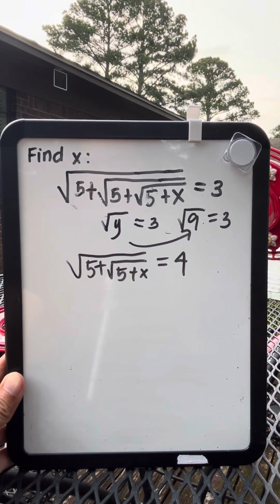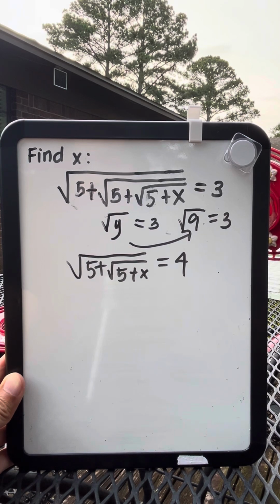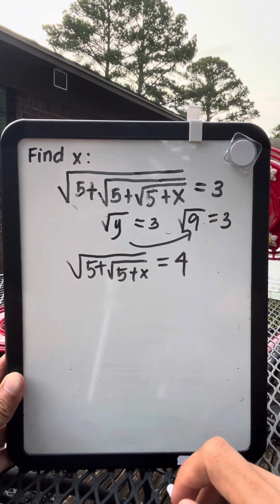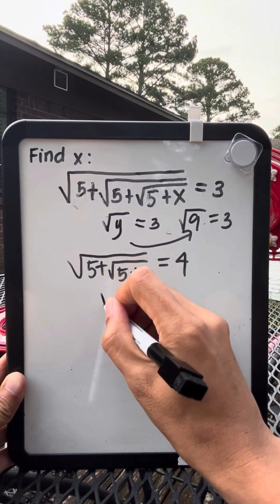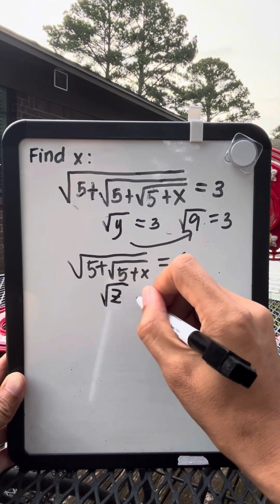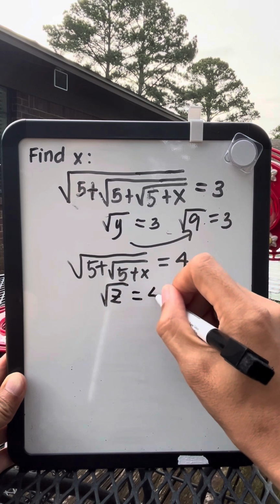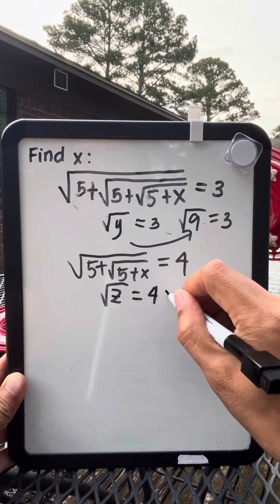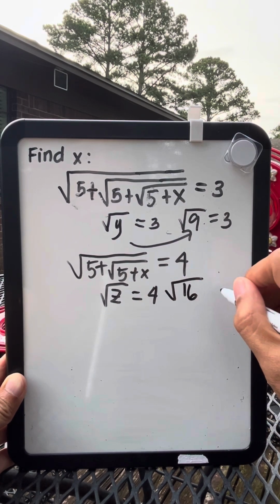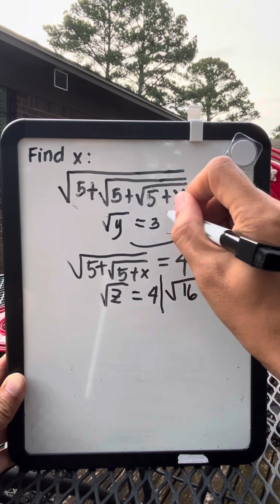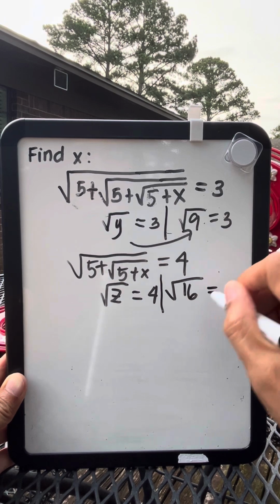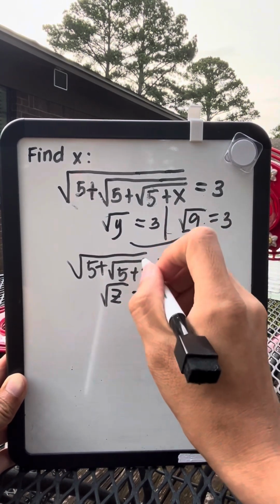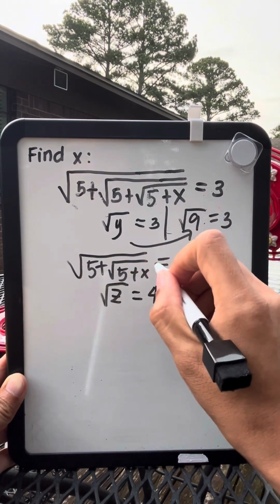We will use the same approach in removing the next radical sign. So what do you think is the number when you get the square root, the answer is 4? The answer is correct. That is square root of 16. So square root of 16 is 4. So that means everything here is 16.